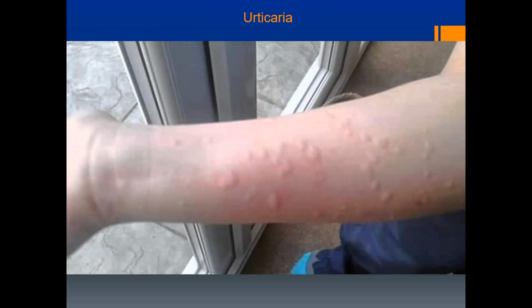Here's some more examples of urticaria. And if you look at this red area right here, that looks a little angrier and a little bit more inflamed because the patient's probably been scratching at it.